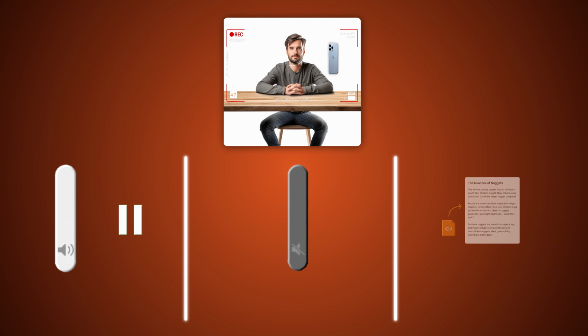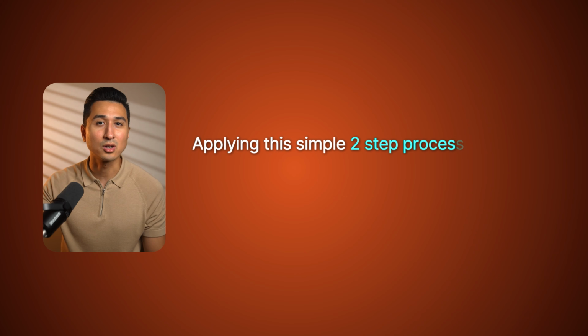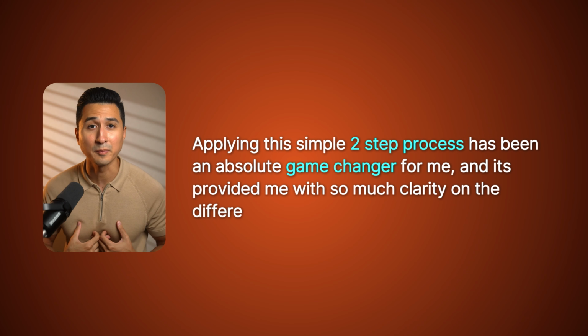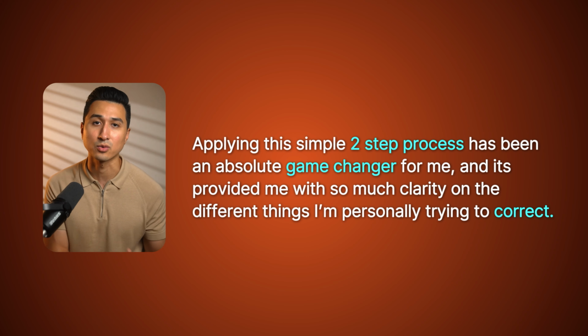And now lastly, you're going to transcribe the video using a software like Descript, and then you're going to go through and highlight all of the filler words you're using. So this is your ums and ahs. And applying this simple 2-step process has been an absolute game changer for me, and it's provided me with so much clarity on the different things I'm personally trying to correct. And I try to go through this process every couple of months to see my progress in that time.